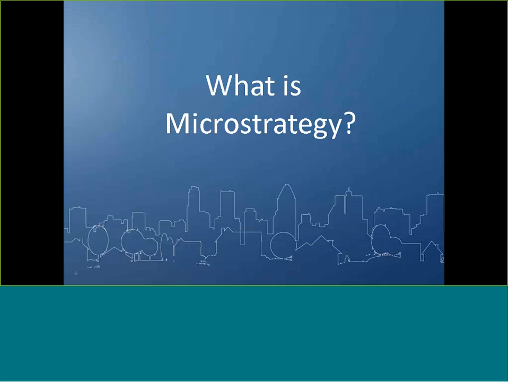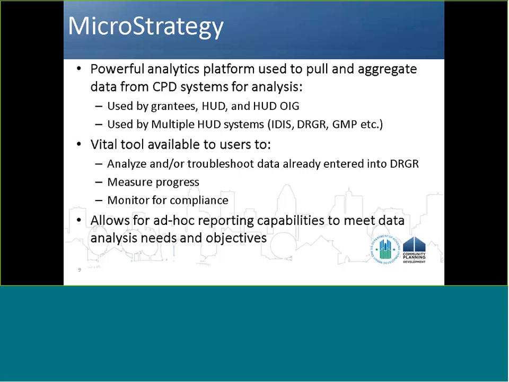So what is MicroStrategy? MicroStrategy is a powerful analytics platform used to pull and aggregate data from CPD systems for analysis. MicroStrategy is not a place where you input data like in DRGR, but it will aggregate all of the information that's been entered into DRGR and spit it out in a usable reported format. It's used by grantees, but also by HUD and the HUD OIG, and we send a lot of this data to Congress and the White House so that they can see the progress on these CPD-funded programs. It's also used by multiple HUD systems, so IDIS and DRGR and other systems in CPD use MicroStrategy.